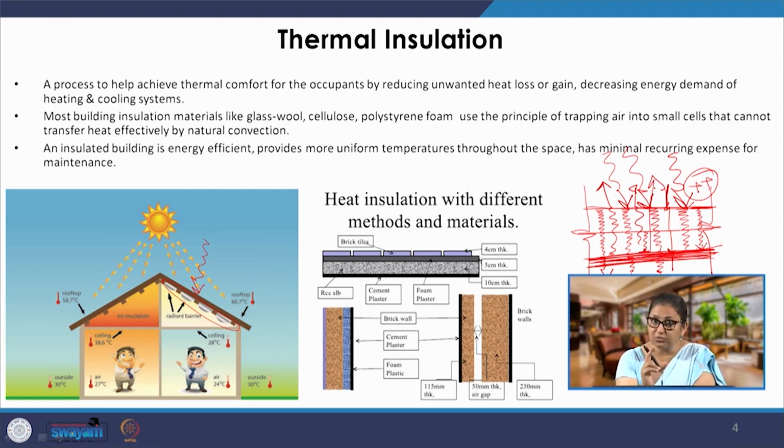Now, what we are going to do there is that again we will put the insulation, but this time to stop the heat from this side going to the other side, and the coolth from this side probably coming this side. So, that is what this thermal insulation is going to do.